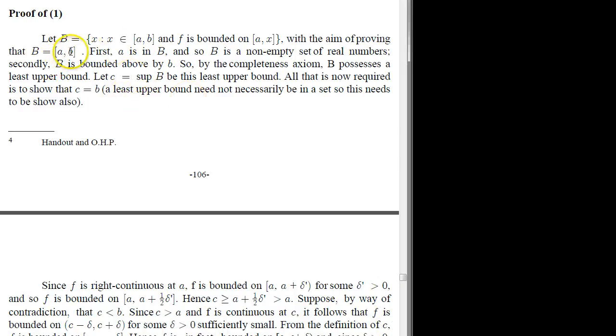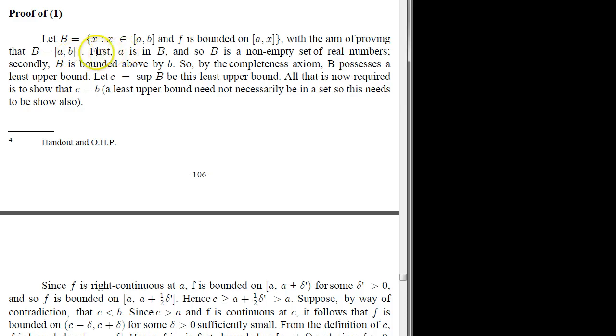So let B be this set: all the x's in [a, b] such that f is bounded on [a, x]. So this set B will be a set of this form, because x belongs to [a, b] and f is bounded on the segment [a, x]. So this is what the set is. Now we want to prove that the set B is equal to [a, b] itself.